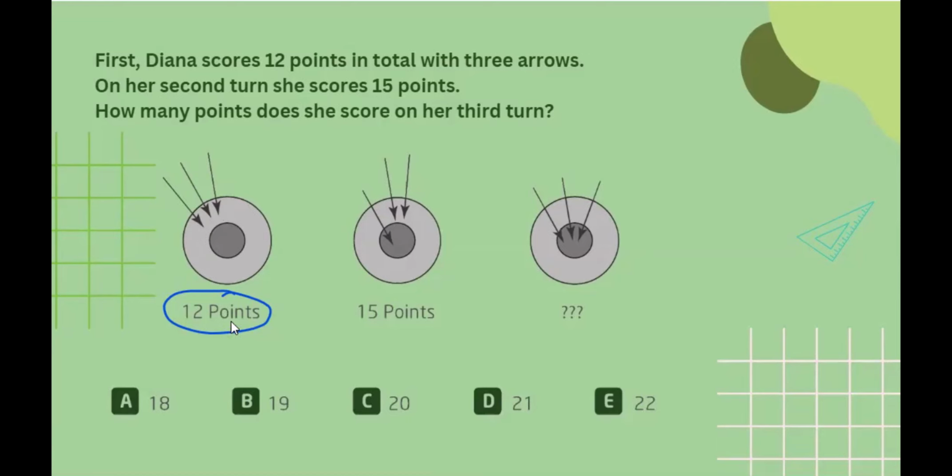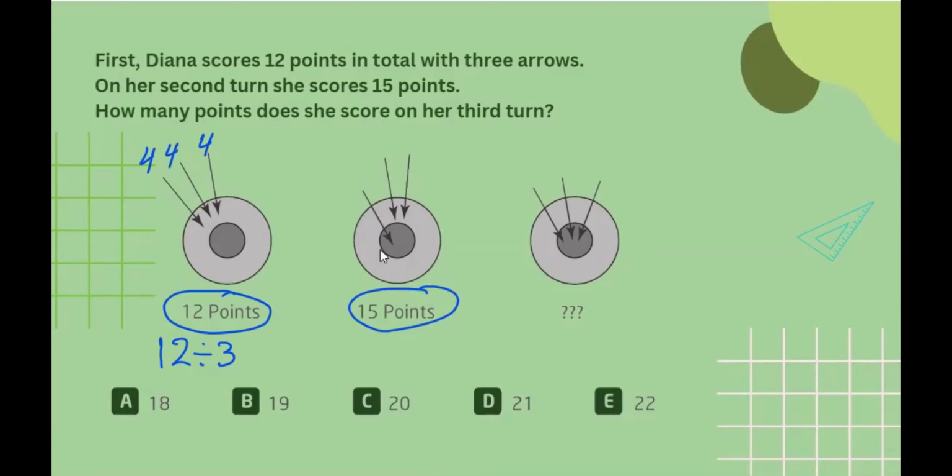Okay, so each arrow here will be 3 or 4. Just divide 12 by 3. So we're going to divide 12 by 3 here, so it will be 4 each. So in this position, each arrow equals 4 points. Let's go to the next one. The next turn, she scored 15 points.